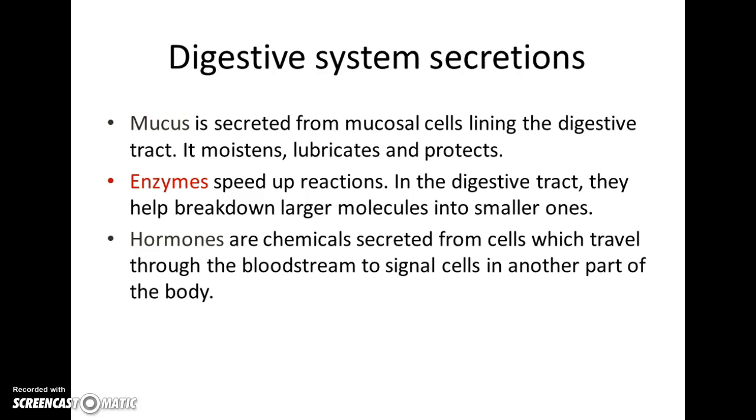And then we have hormones, and hormones are chemicals secreted from cells which travel through the bloodstream to signal cells in another part of the body. So we have a lot of different hormones coming from our endocrine system that are signaling us to do things like make our stomach churn or salivate or crave some foods, right? We have appetite and we have hunger. Appetite is that psychological desire to eat. We have some hormones involved in that, as well as some hormones involved in hunger, which is the physiological response that our body has in order to want to eat.